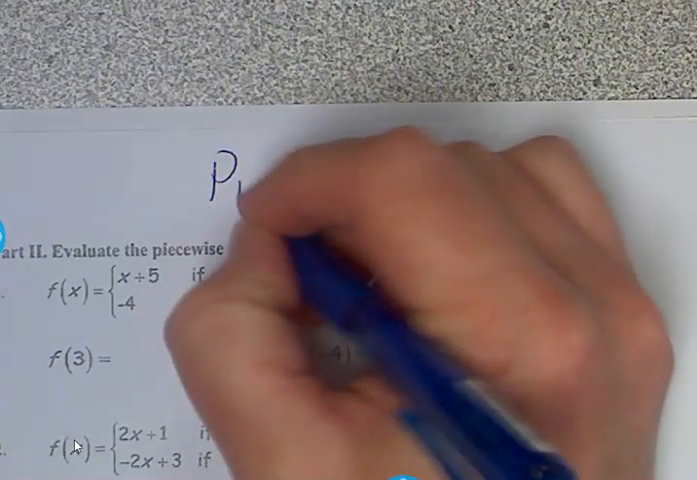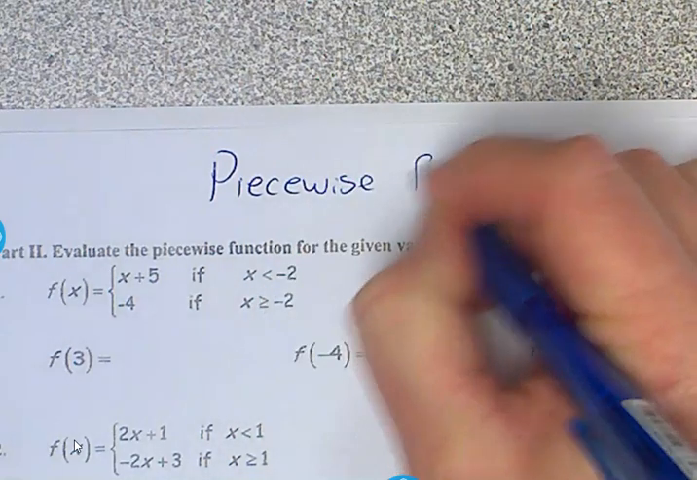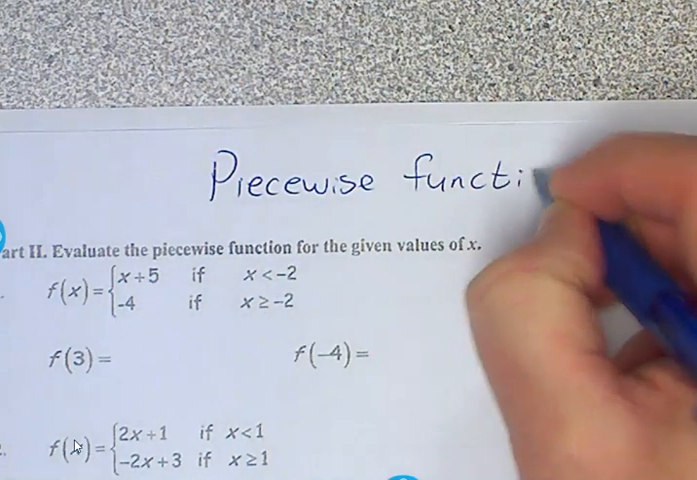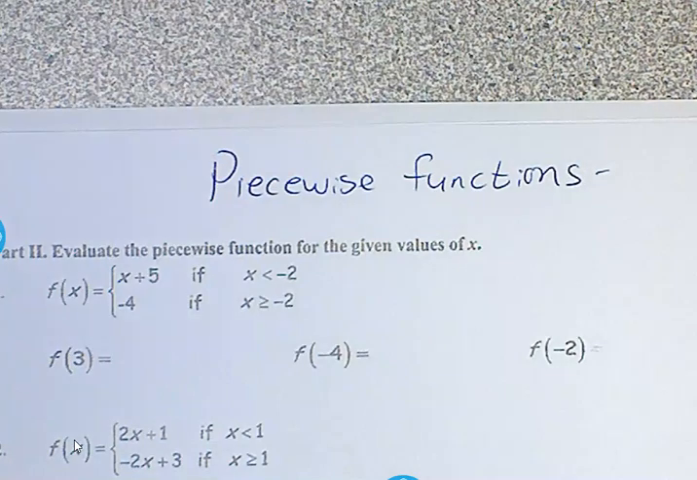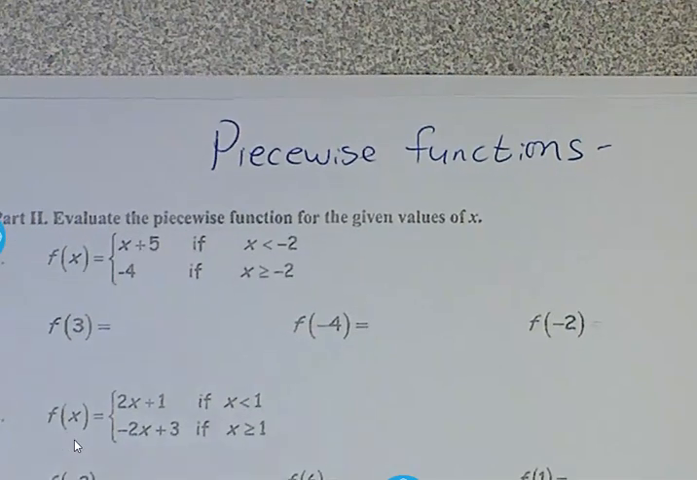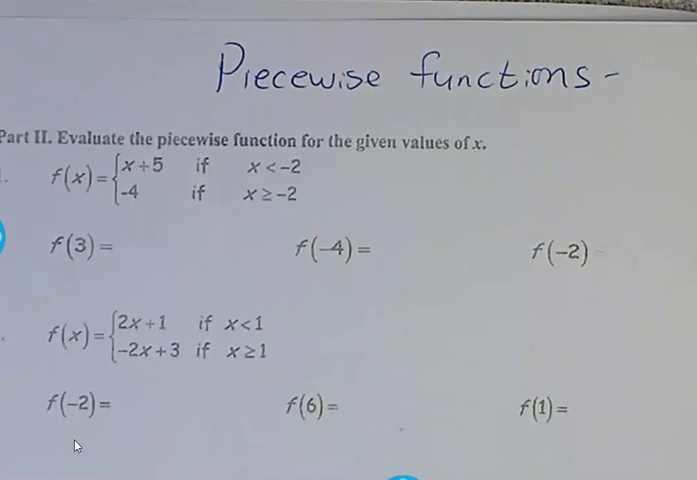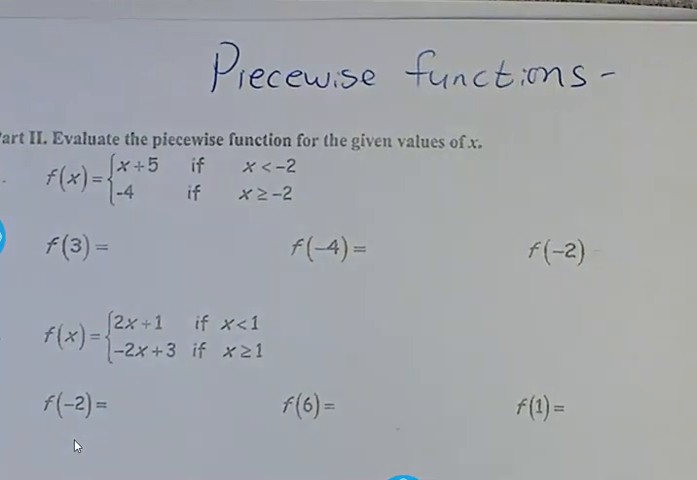Okay, so for this part, again, small little piece here. This is a piecewise function. And basically, here's what you're going to do. You have to figure out which piece of the function you're only going to use for this one. So if they give you one thing to plug in, you're only going to get one answer.